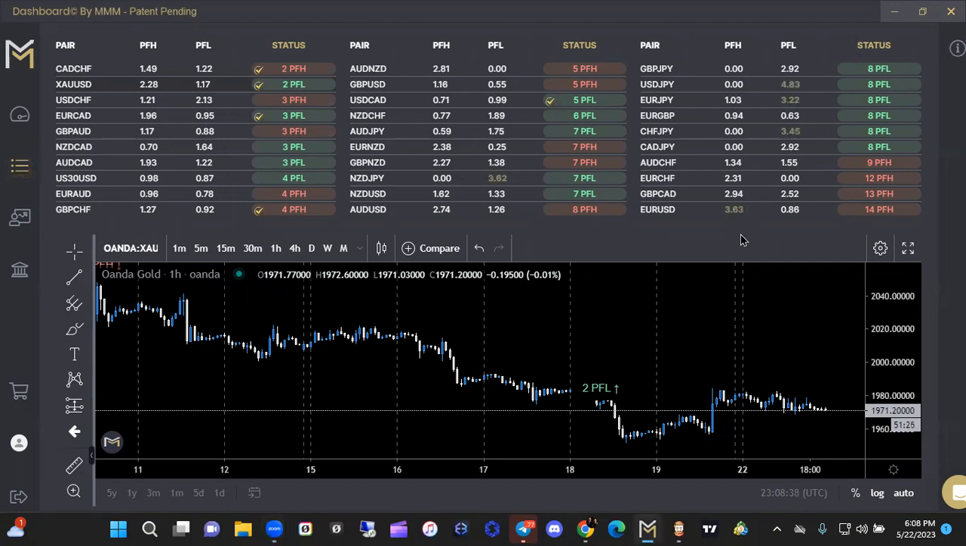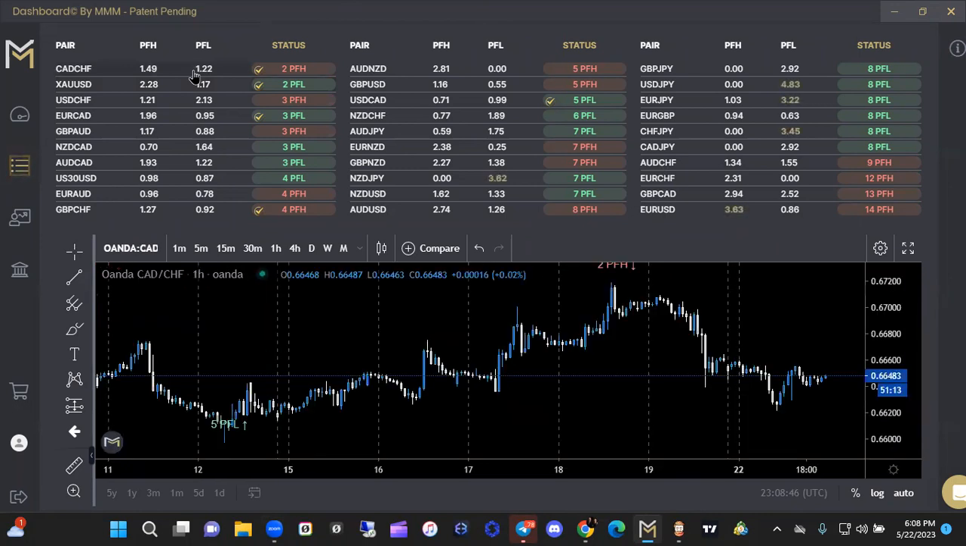So last night was a little slow for some of the pairs we went over. The one pair that actually did move last night was CAD Chef, which was really cool. It didn't really move a lot. I had my take profit pretty tight, and it went down and smashed it real quick, and then went a few more pips down and reversed.